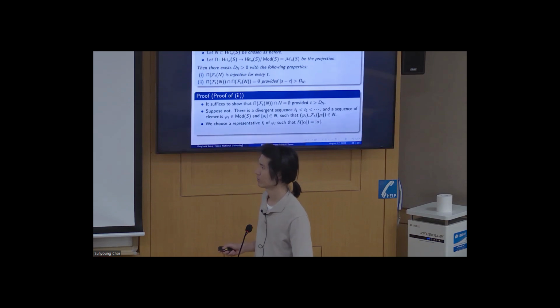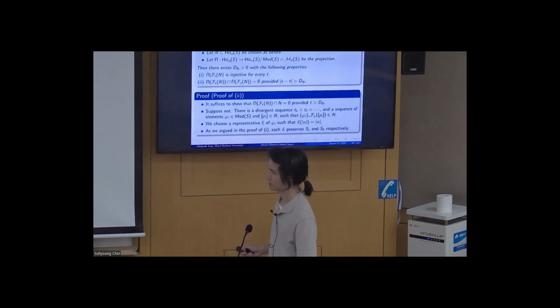And then we choose the representative of Phi for each i. And we may assume that Fi pointwise fixes alpha i. And of course, by the same argument that we used in the proof of the first item, we can assume that each Fi preserves subsurfaces S1 and S2 and the orientation of alpha.